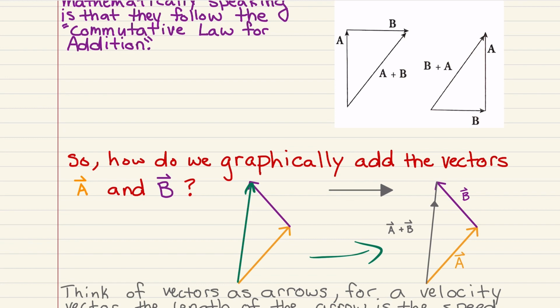And you'll see it here. I've already done it here to the right. That vector is now vector A plus B. And so my green vector on the left should be equal to the gray vector on the right. A plus B, it's the same thing.